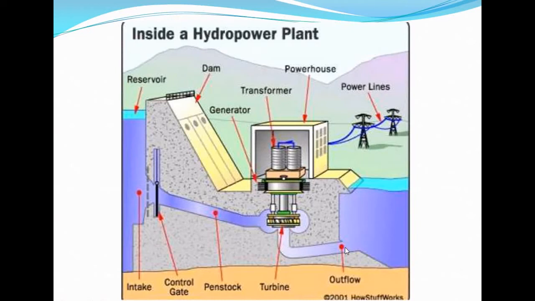Then this is the outflow of water which is leaving the turbine, the transformer, powerhouse, and finally the power line. So this is the overall view of the various elements or components of a hydropower plant.